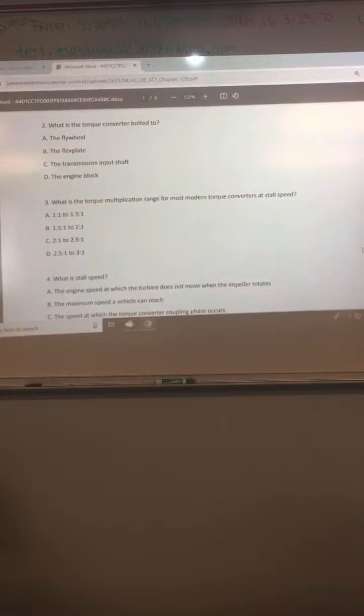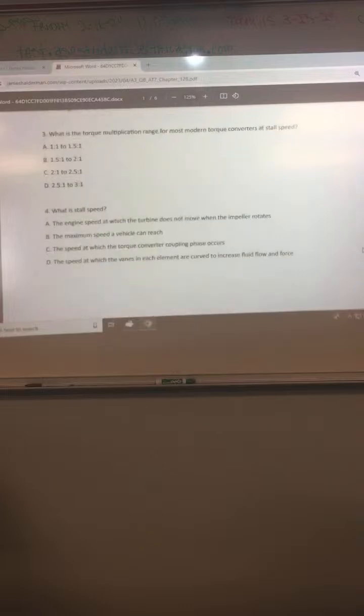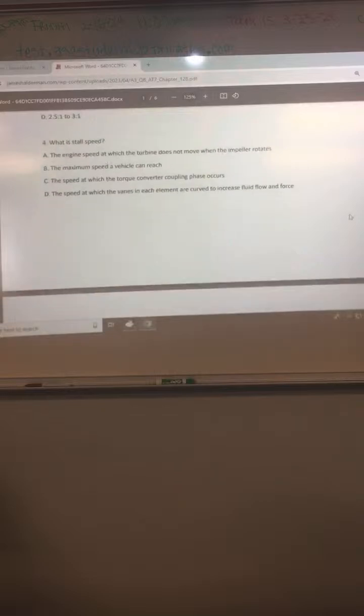Question 3. What is the torque multiplication range for the most modern torque converters? C, right? Yeah, C. 2 to 1 to 2.5 to 1 is your torque multiplication range.